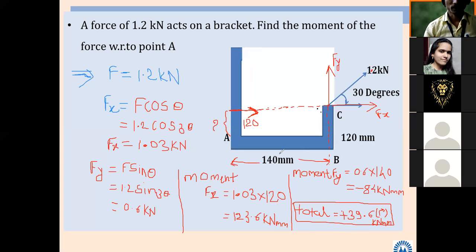Shall I go to the next problem? Yes, sir. Either you can take a screenshot or you can write. So total moment is 39.6 kilonewton per mm. As the answer is coming positive, it is clockwise. Okay, then next.